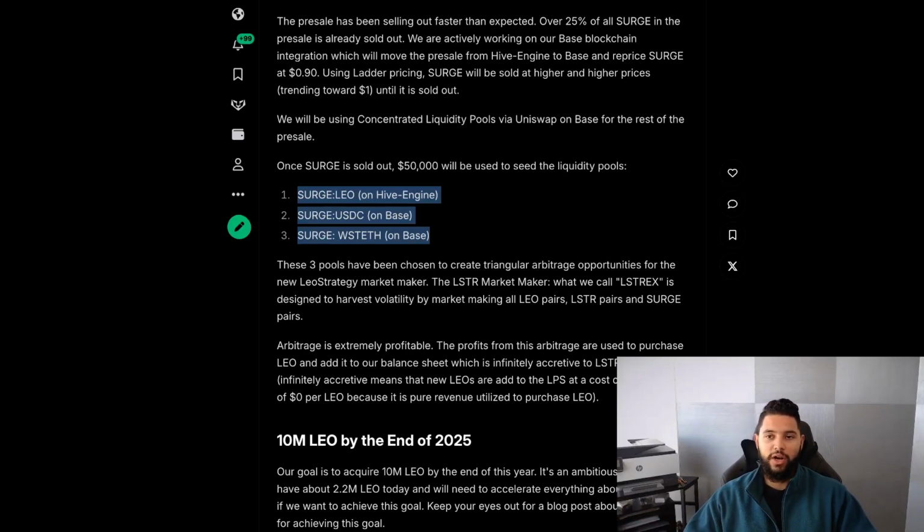Anytime someone enters or exits any of those tokens, there's volatility somewhere in the landscape. Someone sold or someone bought, and it changes the price of LEO. Well, now the price of LEO changes in all the different pools that are out there. Same for Surge, same for LSTR. So you're betting both on the volatility of these tokens, and you're also betting on the volatility of crypto at large. And then LeoStrategy is taking all that volatility, harvesting it, turning it into profits, growing the balance sheet, and then turning it into more trading volume in the future. So I think it's a genius strategy. I'm honestly surprised nobody came up with it earlier.